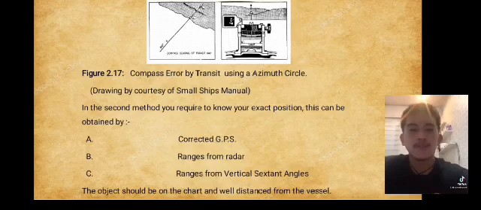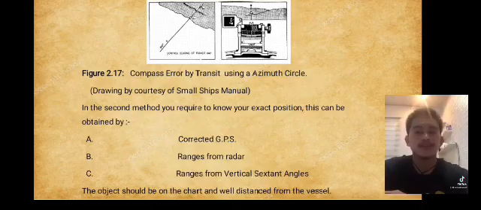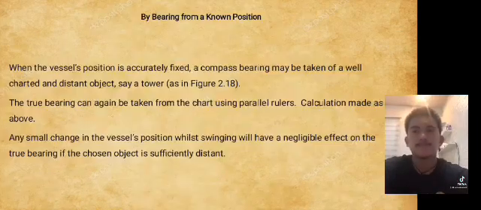Second is ranges from radar. To get the range of radar from the above equation, we can conclude that the following conditions should be considered in order to get the maximum range of radar. The peak power transmitted by the radar, PT, should be high. The gain of the transmitting antenna, G, should be high, and the radar cross-section of the target should be high. Then last is ranges from vertical sextant angles. The object should be on the chart and well distanced from the vessel.